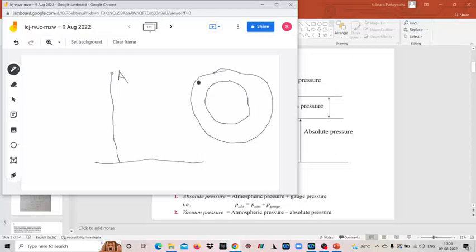Now, suppose you want to measure the pressure at some point here. Say at this point. Then, above this point, what is the pressure above this point?